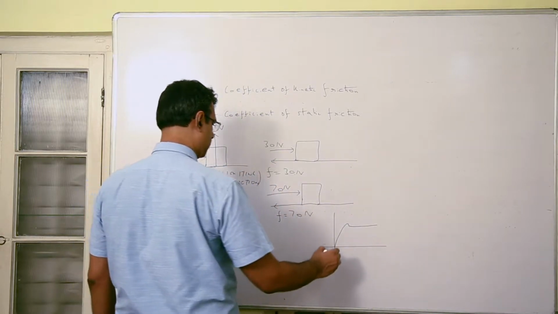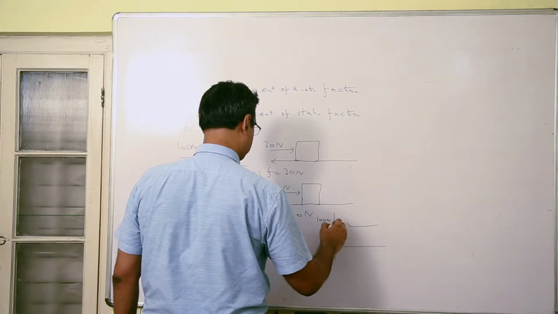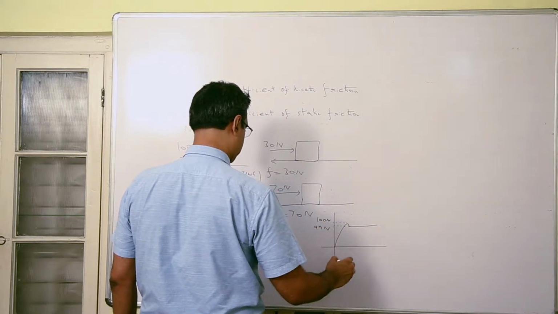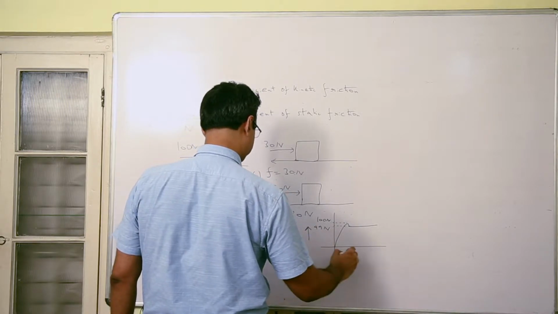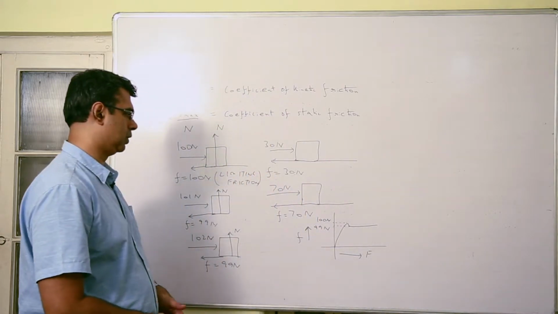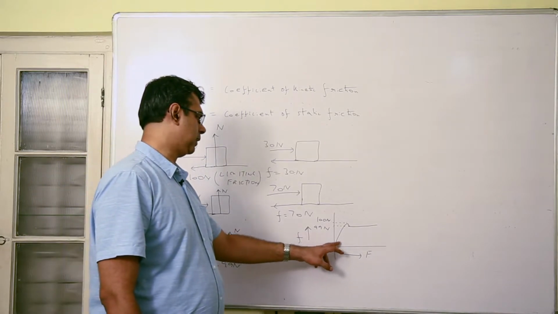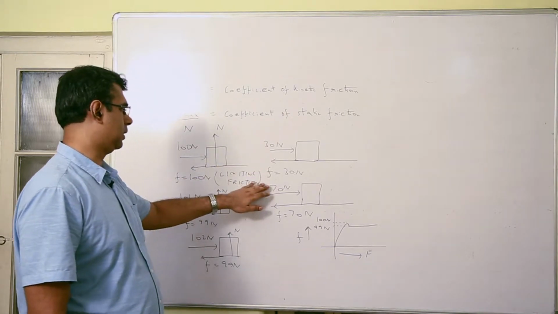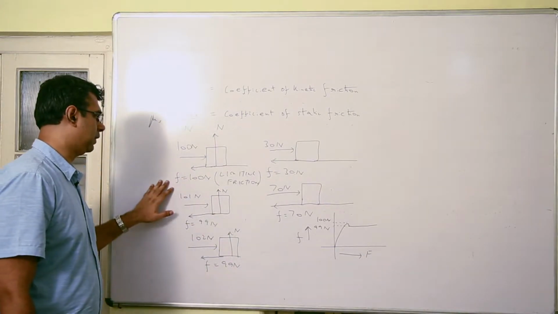In fact, if we draw a graph, the graph will look somewhat like this. This is the limiting value. This is the constant value when the motion starts. So basically on the y-axis we have friction, and on the x-axis we have applied force. As you increase the applied force, the friction value increases proportionately. That's what we saw. When the applied force is 30, friction is 30. When the applied force is 70, friction is 70. When the applied force is 100, friction is 100.